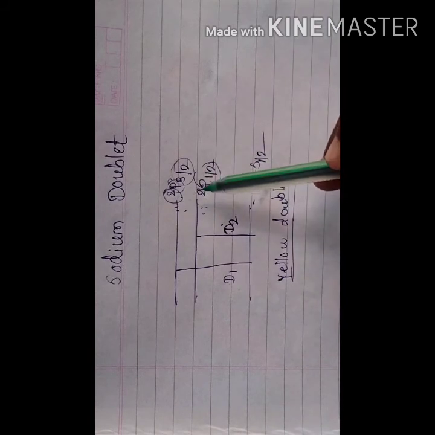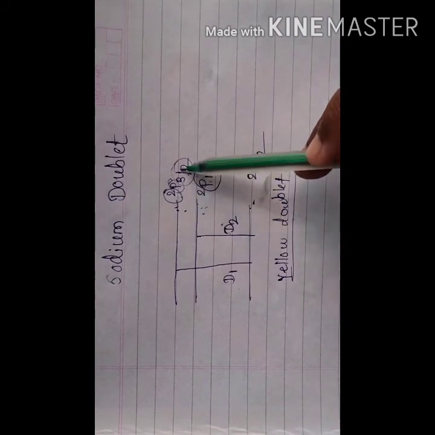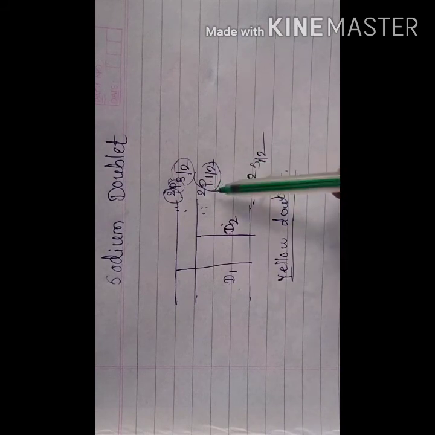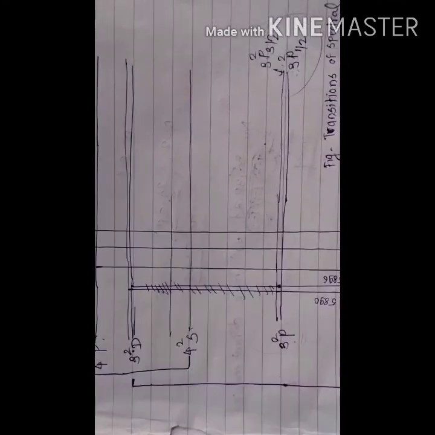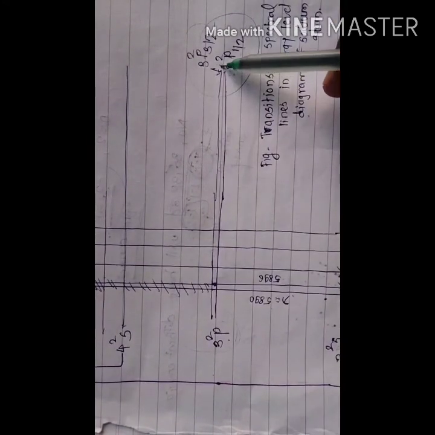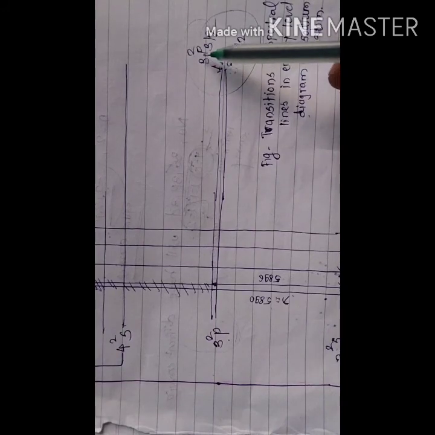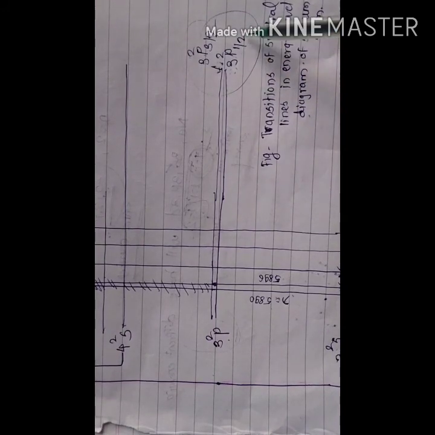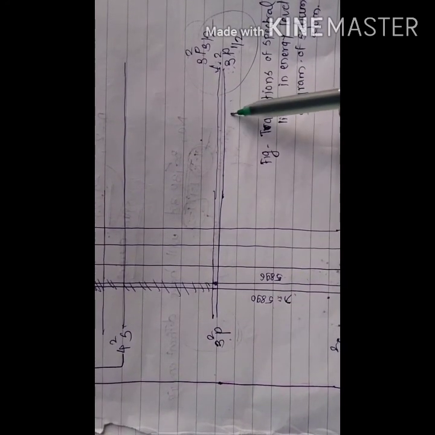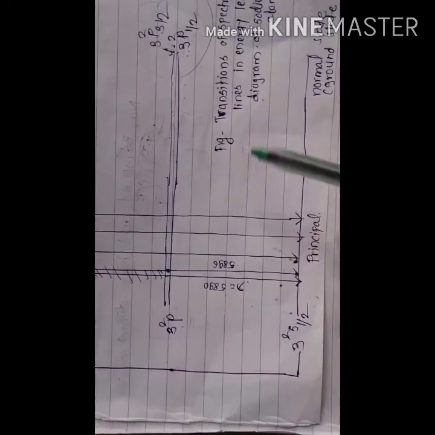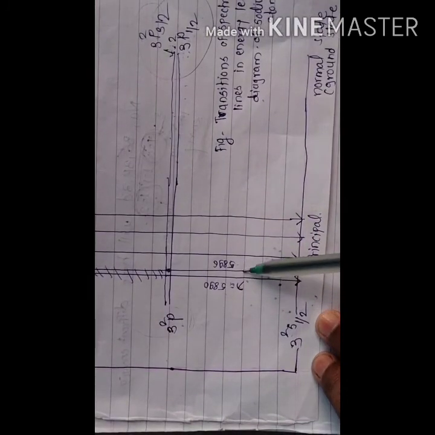Here the transition is between 2p3/2 to 2s1/2 and 2p1/2 to 2s1/2. So this is the transition between the levels of the sodium atom. In the last lecture we saw this figure, and here we saw the two p levels, that is 2p3/2 and 2p1/2. This p level splits into two levels. So these are the two doublets of the sodium atom.